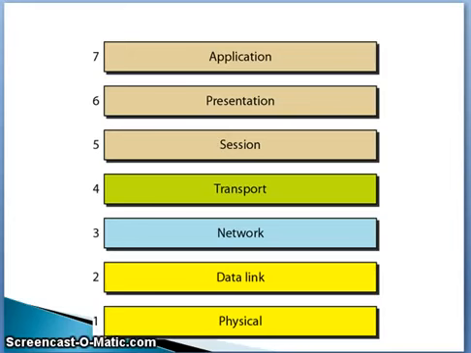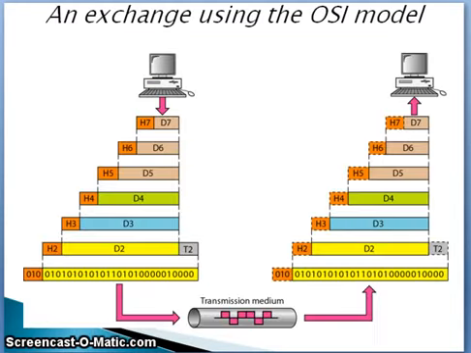Each layer performs a subset of the required communication functions. Each layer relies on the next layer to perform more primitive functions. Each layer provides services to the upper layer. Changes in one layer should not affect changes in the other layer.